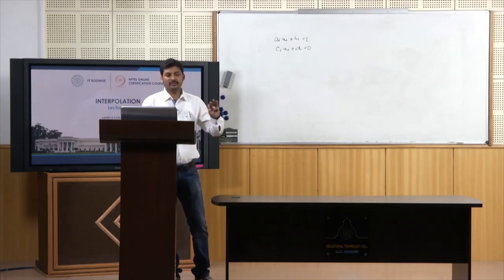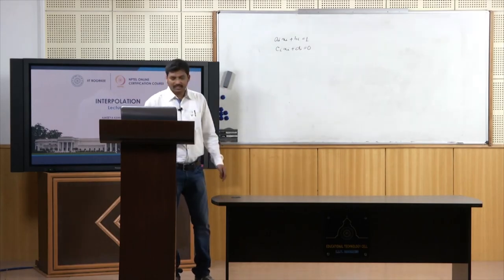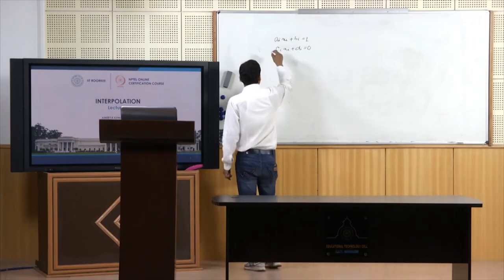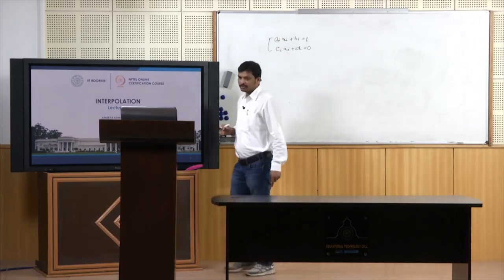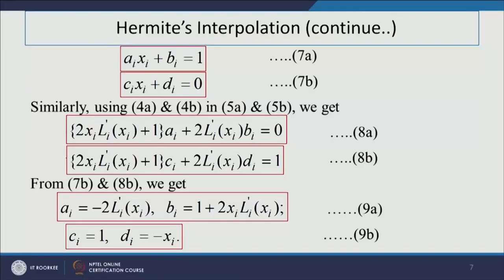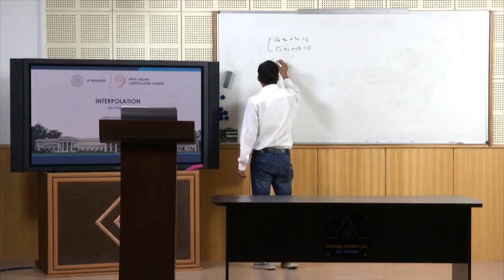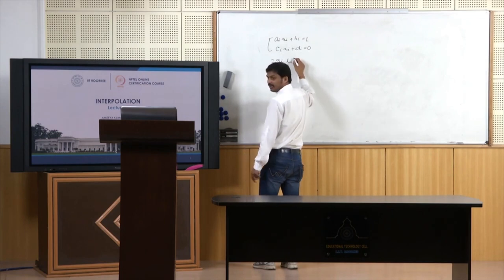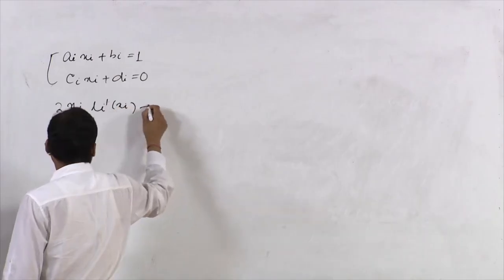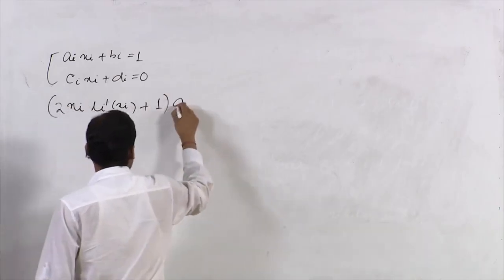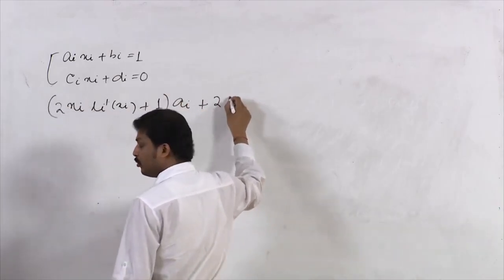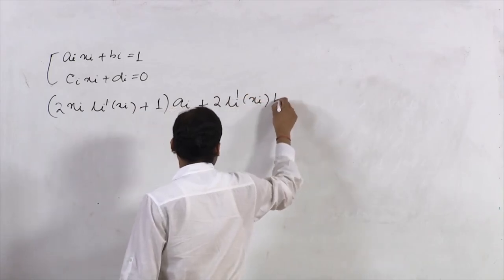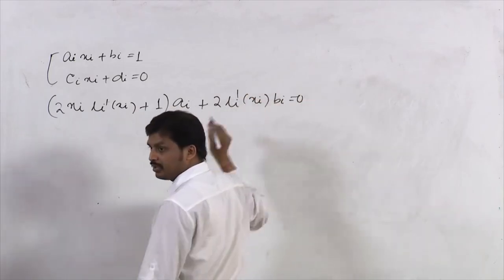But in the derivative sense, if you consider, then vi will satisfy there. So that is why we can find the first coefficients in this form here. And if you use these same coefficients for the second two equations, like the 6a and 6b equations here, then we can obtain this one as 2xi li dash of xi plus 1 ai plus 2 li dash of xi bi, this equals 0.